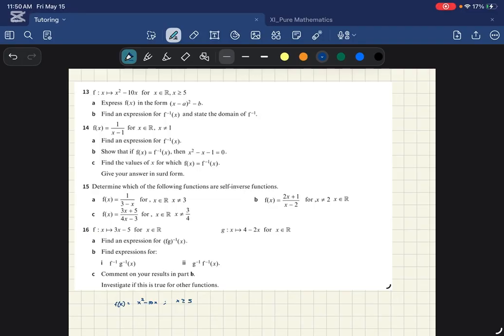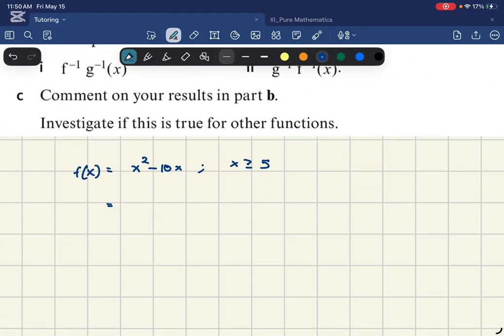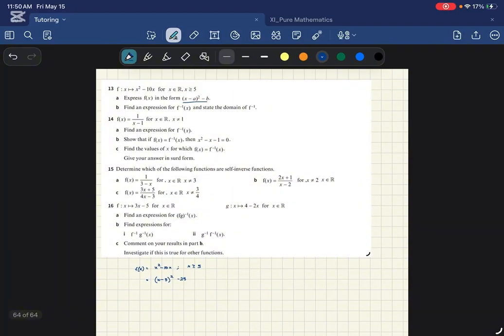So express f of x in the form. So basically this question asks us to complete the square. So that is going to be x minus 5 squared minus 25. If you take half of 10, you put it inside the square, and you copy the sign, so x minus 5. So this is ideas from the topic completing the square, which we have already done. So x squared minus 10x plus 25 minus 25 will give you this expression. All right, so we are done with A, pretty much.